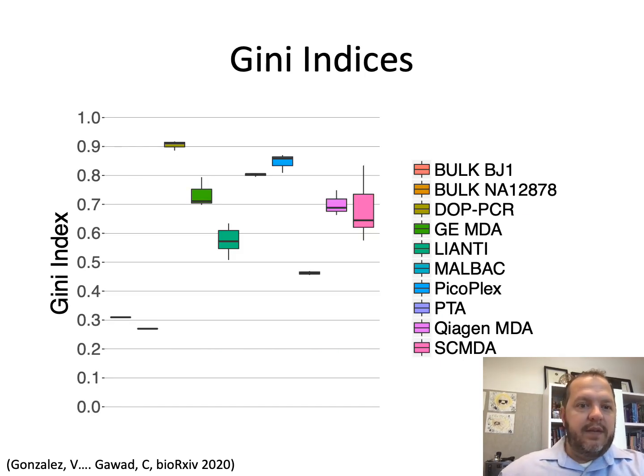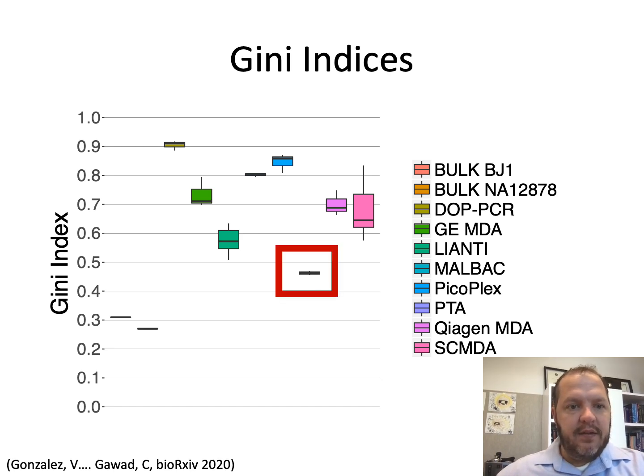And so when we quantitate that using a Gini index, which is a measure of uniformity, again, we see PTA has a lower Gini index. So these are the two bulk samples. The lower the Gini index, the more uniform. And again, we can see that PTA has reproducibly, you see very small variance here, and consistently more uniform than all the other methods.